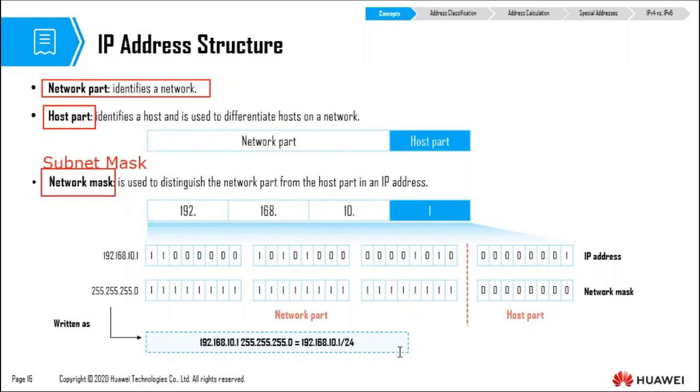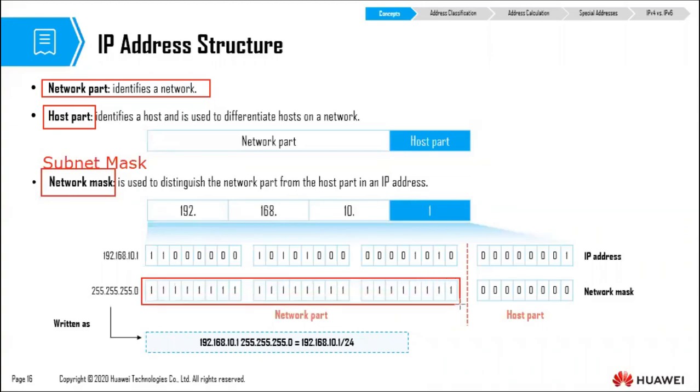What happens with the mask is that it consists of consecutive ones and consecutive zeros. Are you together? Now, look, this is how we write a mask. For example, 255.255.255.0. So if you convert that into binary, you get consecutive ones. Then after the consecutive ones, you get consecutive zeros.